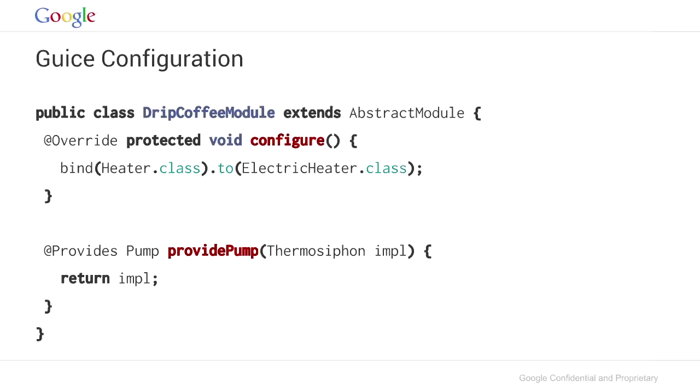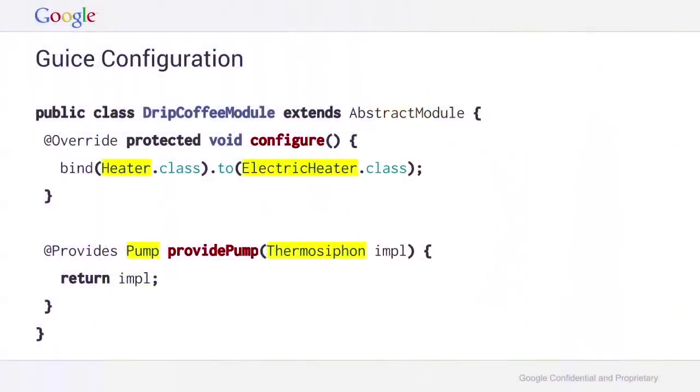The top is an example of how you might do it with the Java API using class literals, and the bottom defines how you might do it with a method. So in the top example, I want to say that my heaters are all going to be electric heaters. In the bottom, I say that I want pumps, and I'm going to use thermosiphons for my pumps. And that's again 100% in Java, but expressing all of the same concepts that we saw in XML, now in just pure Java code.